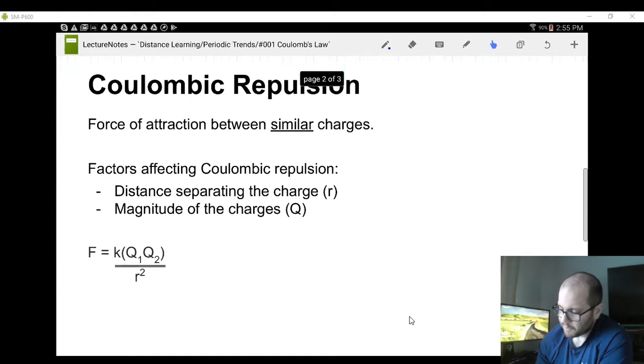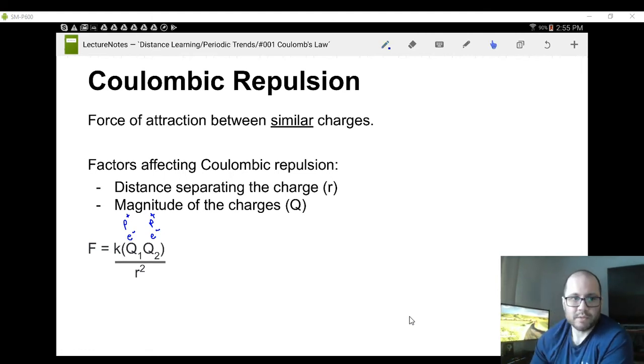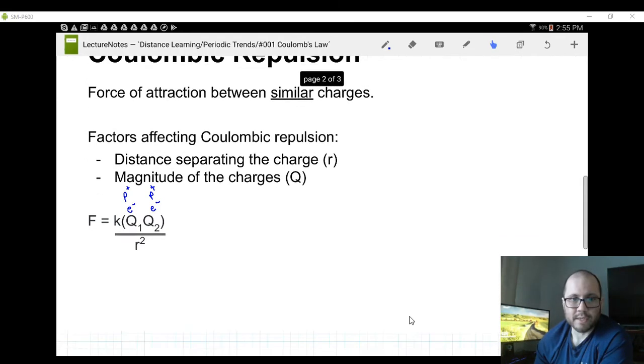If we're talking about the repulsive force, then instead of talking about the nucleus to the electrons, we'd be talking about the protons with the other protons, or the electrons with the other electrons, and the distance between those. For most of the work with the trends, we're going to be talking about the nucleus to the electrons themselves.